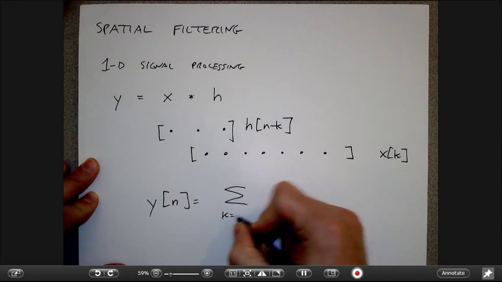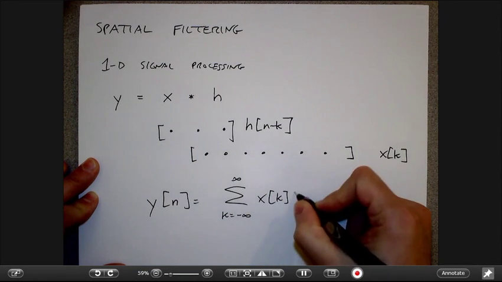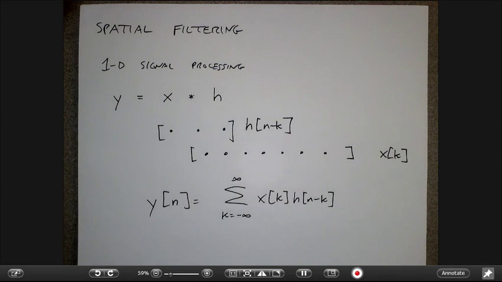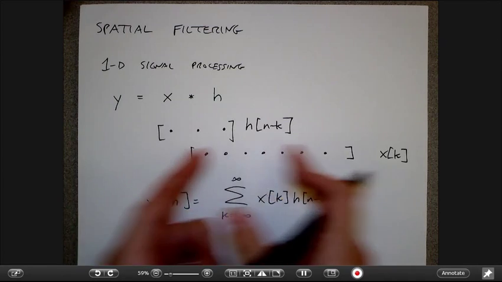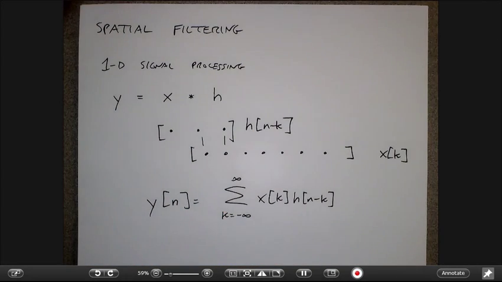To get the nth output value, we convolve the input with the filter. What this means in a practical sense is that we take the filter, flip it around, and then run it across the input signal. At every point, we align the corresponding elements, multiply them together and add them up, and that's what convolution is. That was a very key concept for one-dimensional signal processing.